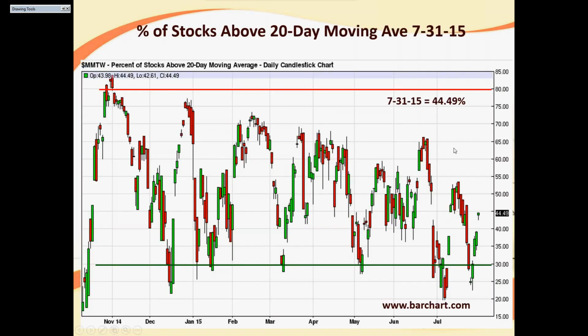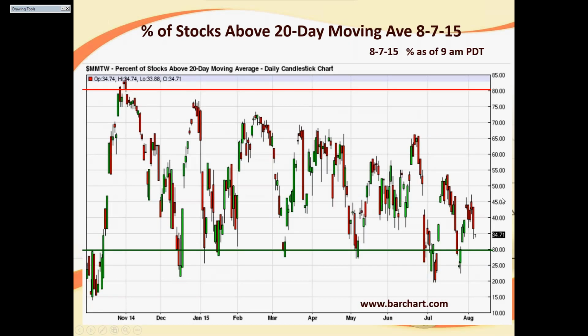Here's where we were last week. We had bounced off the lows, one of these reversal lows on the percentage of stocks over the 20-day moving average on the NYSE. And where are we today? Well, Friday's high last week was just about as high as it got. And then we've rolled back over most of this week, and it's been reflected in the selling that's taken place this particular week.